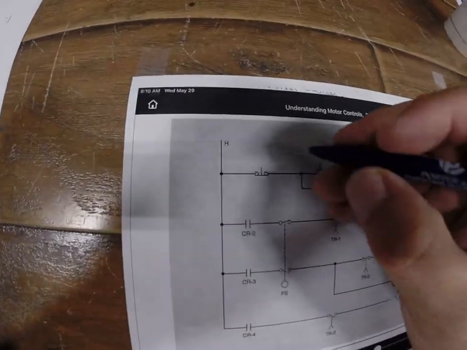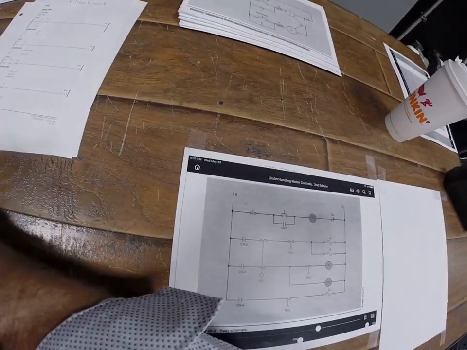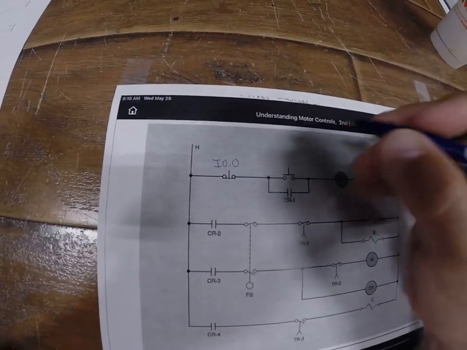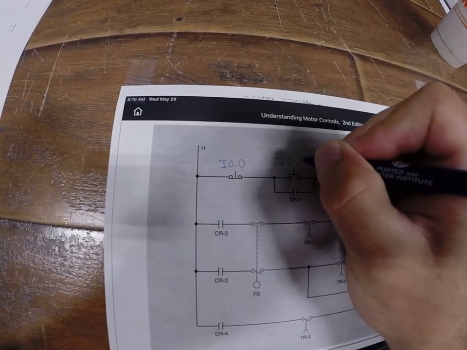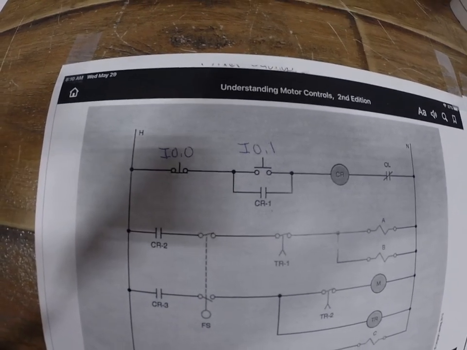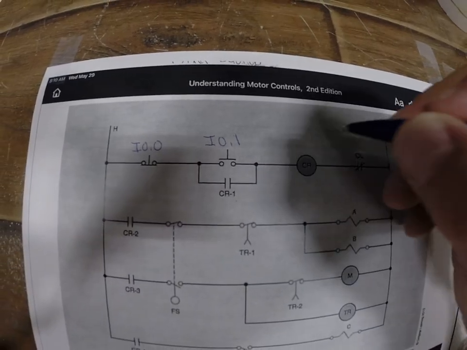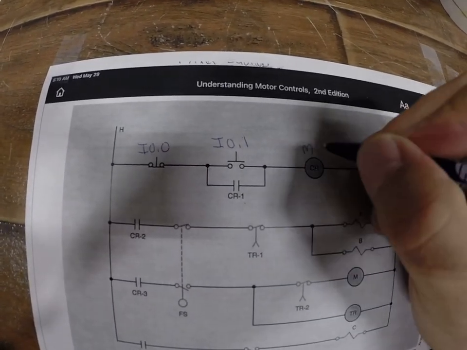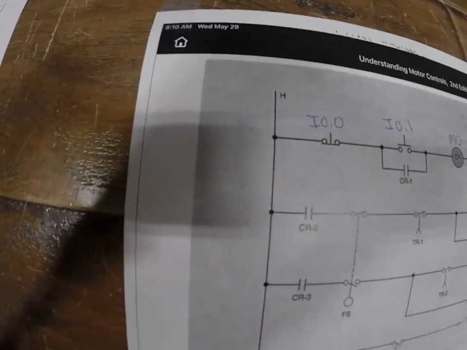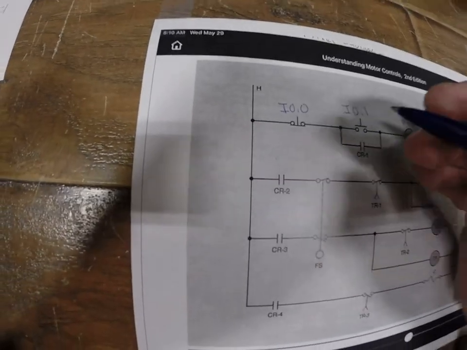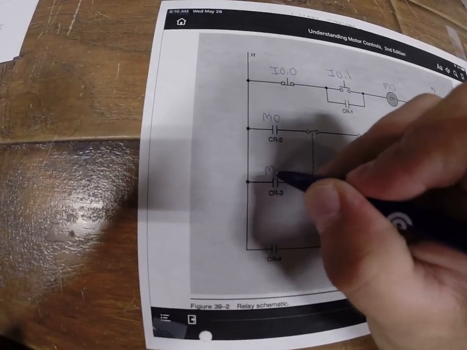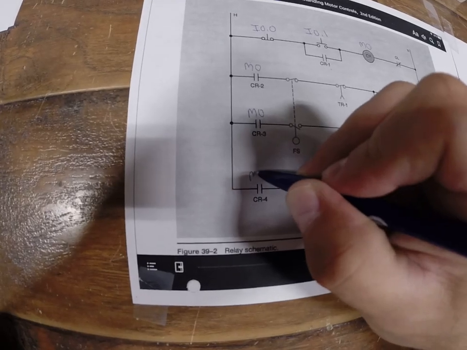If I had to label these, just for the sake of saying, this is going to be I0.0, I0.1, two inputs. We know that we're going to be using this CR as a memory bit, so we're going to call this our first memory bit, M0. We'll deal with this later. So we come down the line, this CR controls this, we'll call this M0, which means this is going to be M0, which means that's going to be M0.